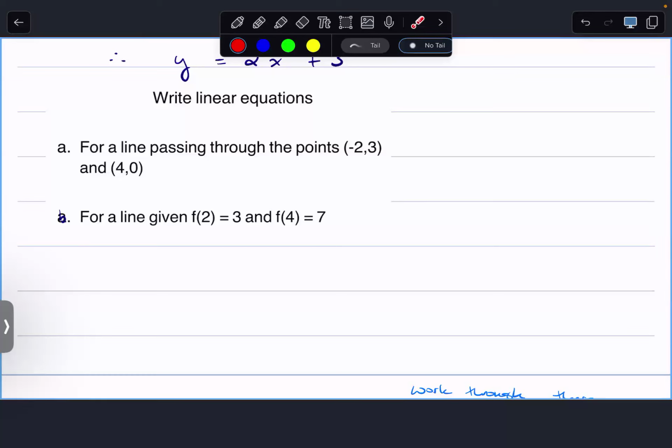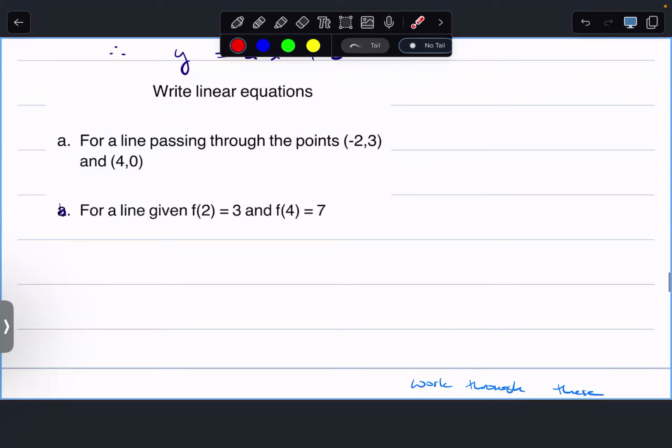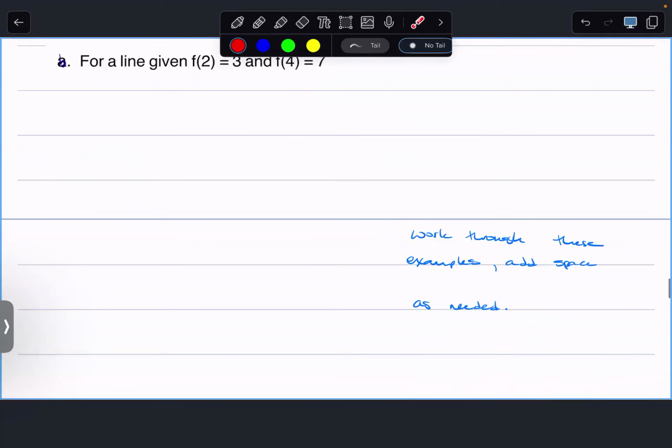Let's do the same thing. So we're going to write linear equations for a line passing through the points (-2, 3) and (4, 0). Step 1 is find the slope. And then step 2 is use one of these points. Notice that we don't have the y-intercept anymore. So use one of these points. It doesn't matter which one, because they both have to be on the line. So whichever one's more convenient is the one I would recommend, to find the y-intercept and then write out your line.